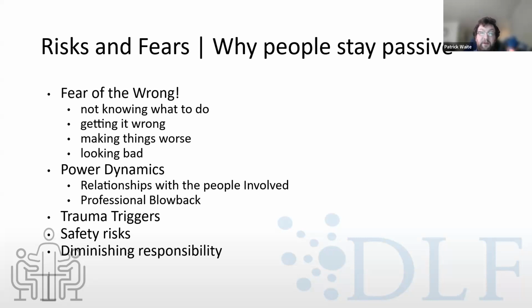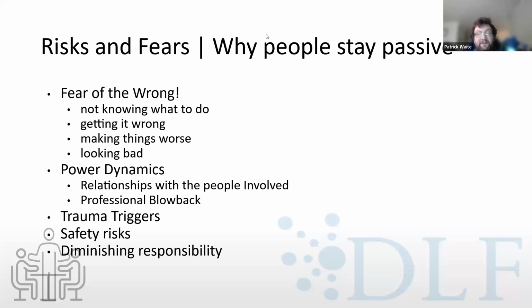Things like trauma triggers. People can have past trauma, which can unfortunately get triggered by various situations. I myself am very conflict averse, and it's a really hard thing to overcome. Diminishing responsibilities. Oftentimes we think that someone else will take responsibility or act first. So we have to just be aware of that.